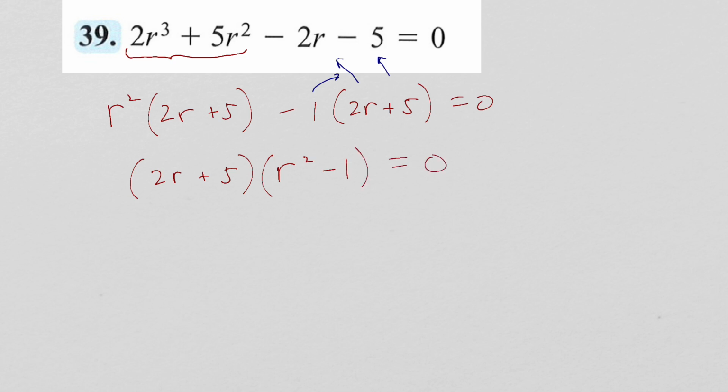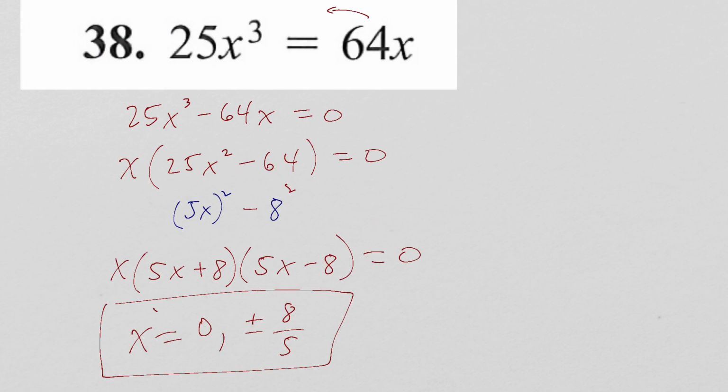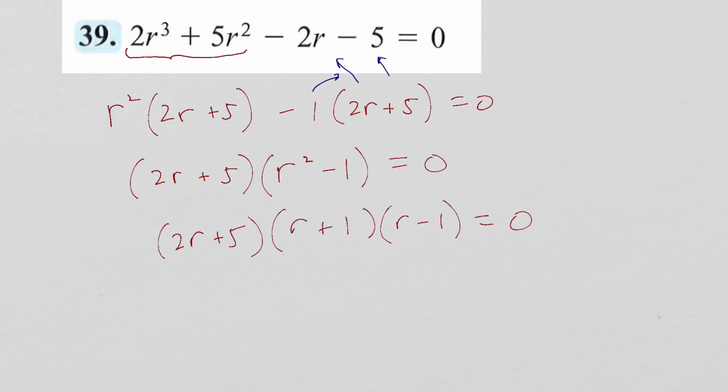Well, we can't stop here because this is not factored completely. This is the difference of two squares. The square root of this is r, the square root of this is 1. So this is going to factor to the conjugate pairs, r plus 1 and r minus 1. But we still have this. So your final answer is r is equal to negative 5 over 2.